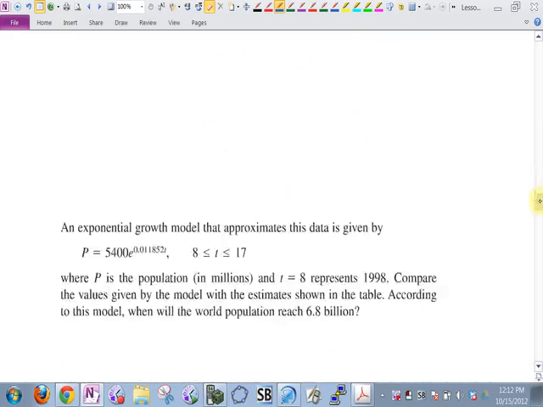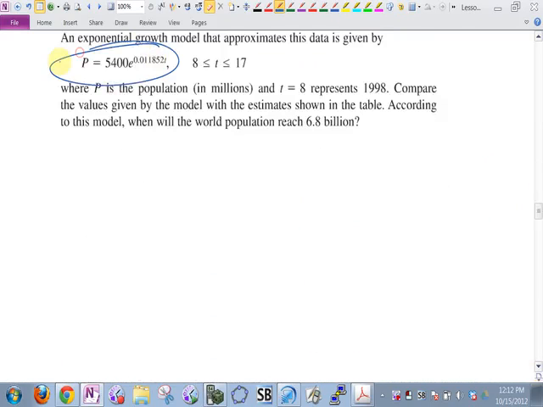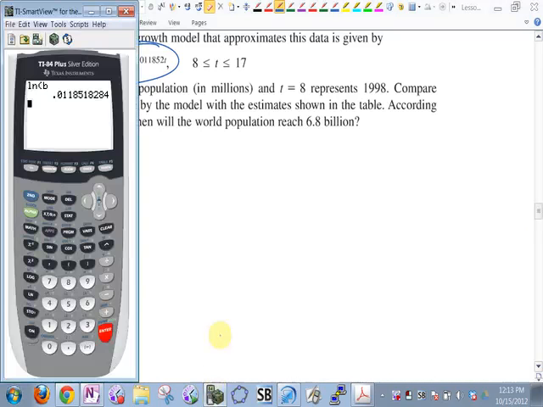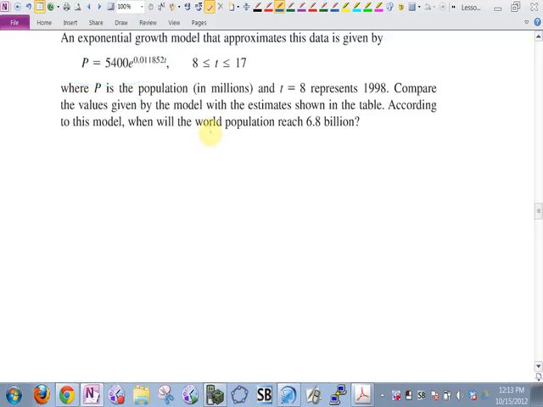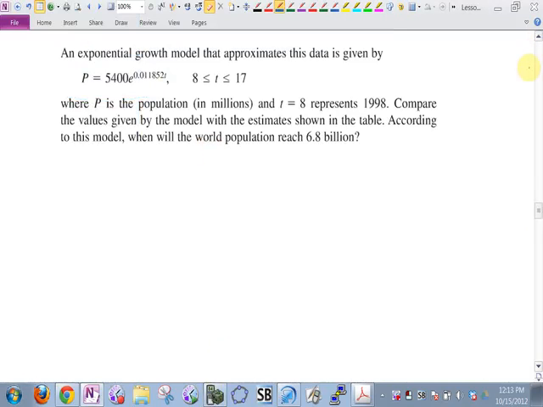So if we move on in our notes, hey, look what the book came up with. 5400 e to the 0.011852. Is that what we got? Yeah. How about that? Pretty sweet. Okay? So that's how the book came up with this function to model this population growth. They did the exponential regression, but then manipulated it to write it as a power of e. And of course, they are saying the time t equals 8 represents 1998. Compare the values in this model with the actual values in the table. So if I were to plug 9 in and then check 1999, the numbers should be pretty similar.